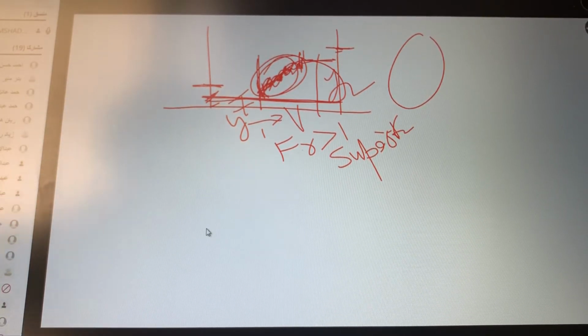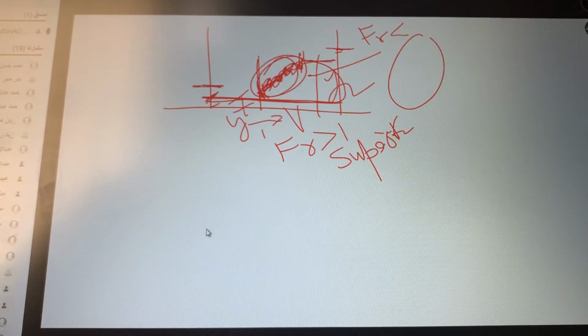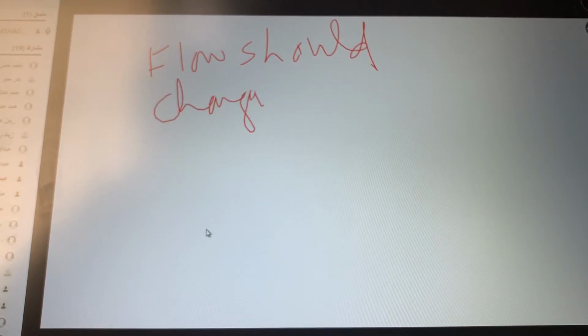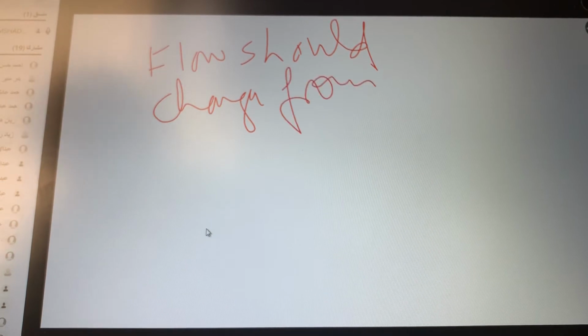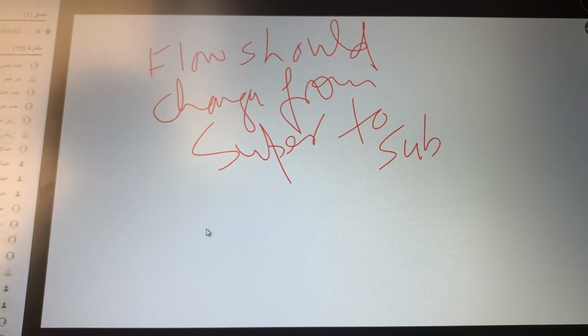Right? And the velocity after the jump should be very low. Froude number must be less than one, meaning the flow must be subcritical. So this is the condition of the hydraulic jump. The flow should change from supercritical to subcritical flow.